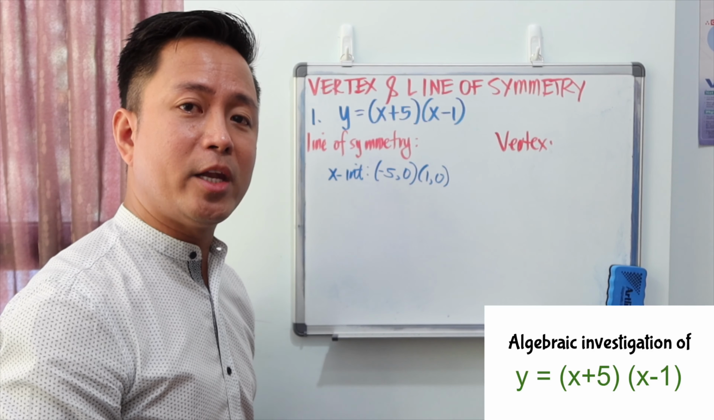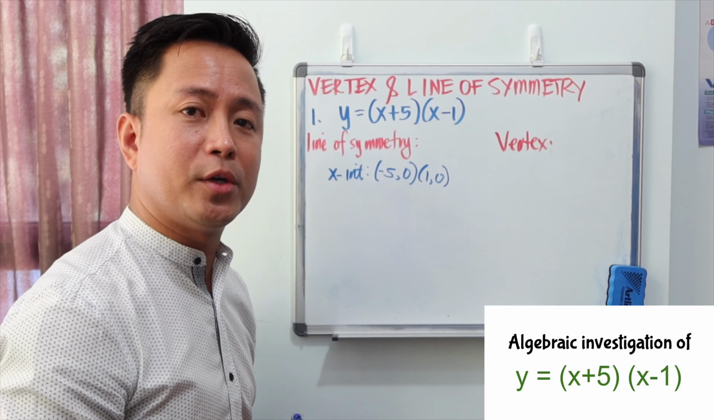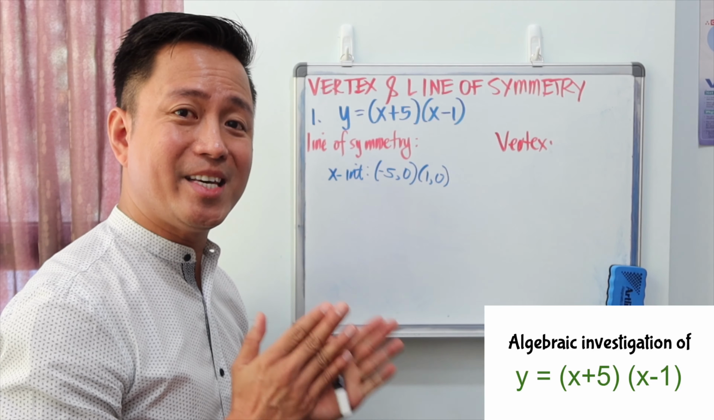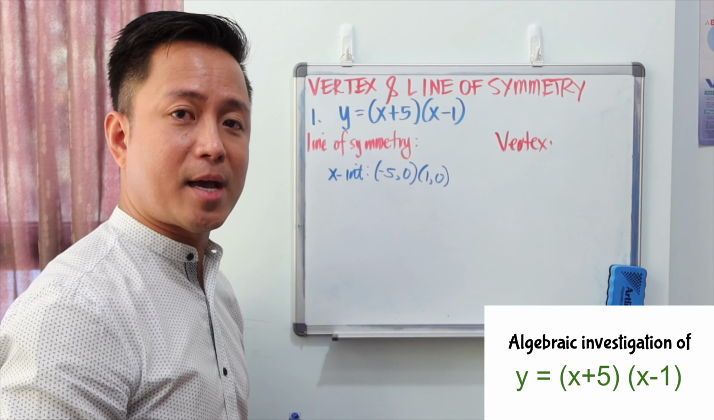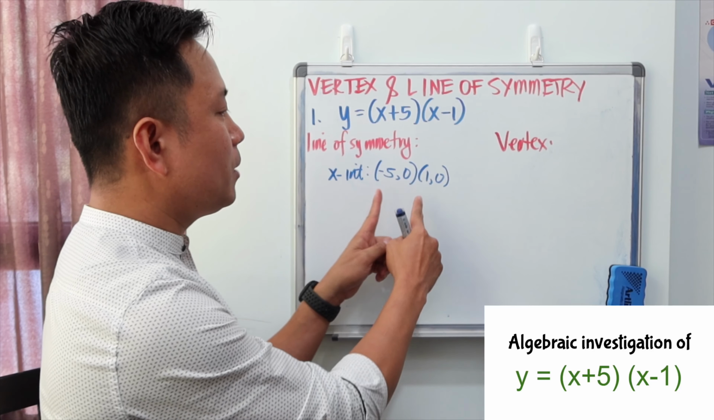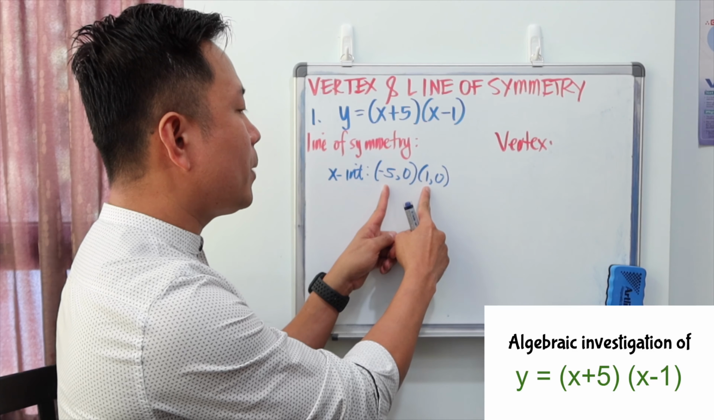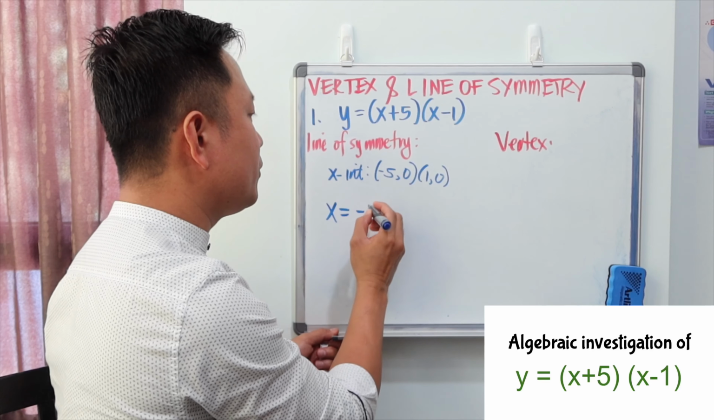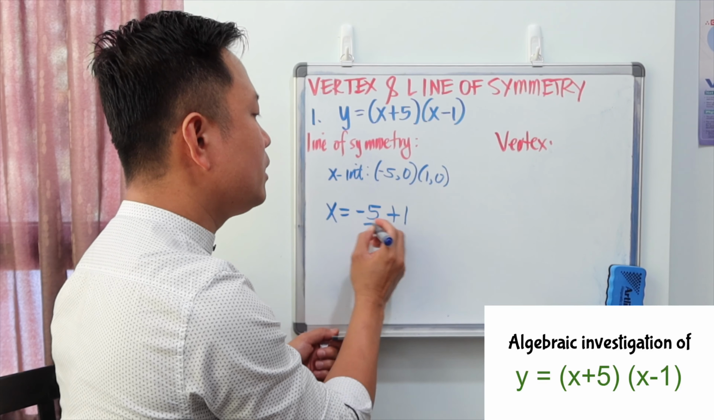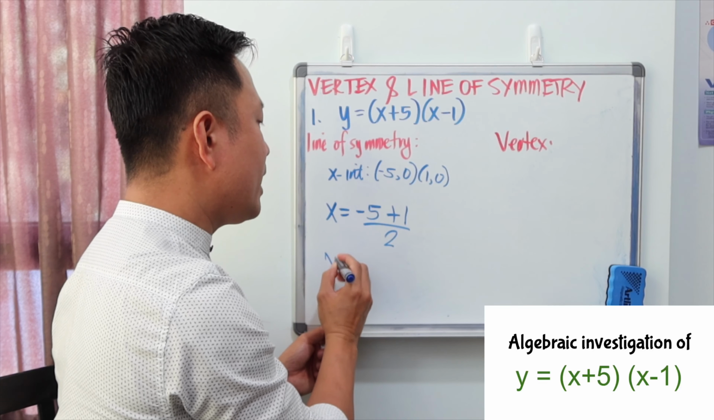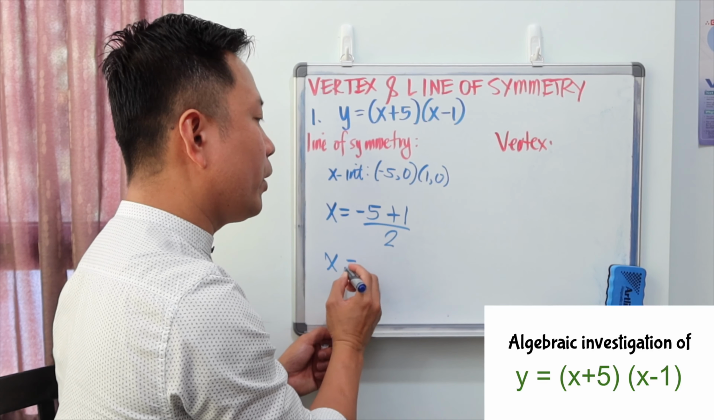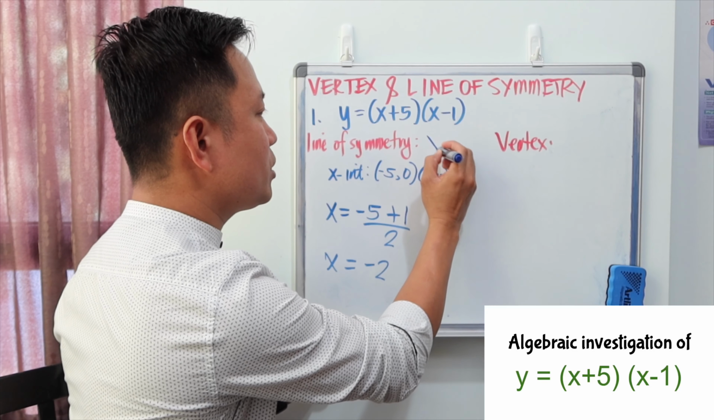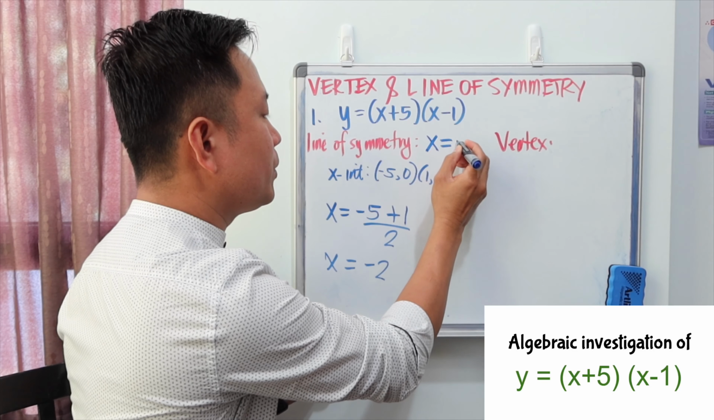And we know that the line of symmetry will always pass through the vertex of the parabola, and it is halfway between the x-intercepts. So if we get the midpoint of negative 5 and positive 1, the midpoint is going to be (-5 + 1) divided by 2. And that means the midpoint is negative 2, which is also the line of symmetry. So the line of symmetry of this quadratic function is x is equal to negative 2.